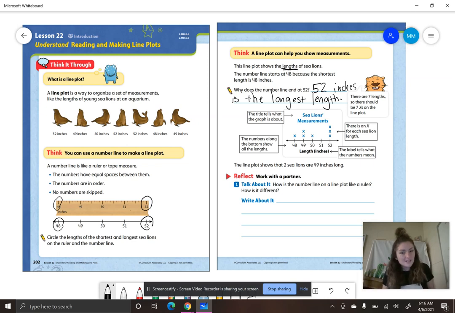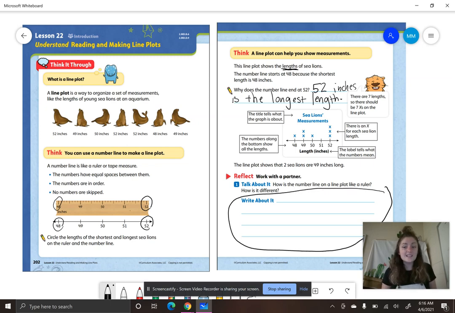So here's what I want you to do, Smarties. This is up to you. I want you on your own to answer this question. How is a line plot like a ruler, and how is it different? Miss Mason just described how they are similar. Remember, they go in number order, but they are different because a ruler always starts at 0 inches, but a line plot starts at where the shortest measurement is.